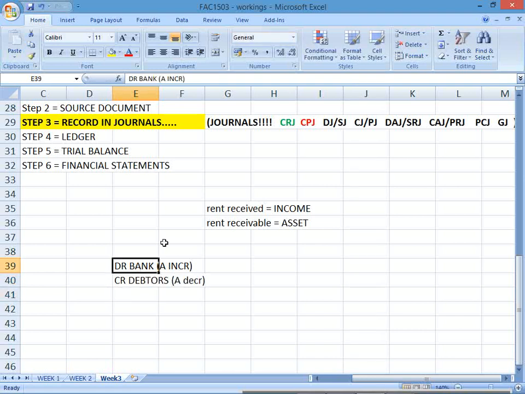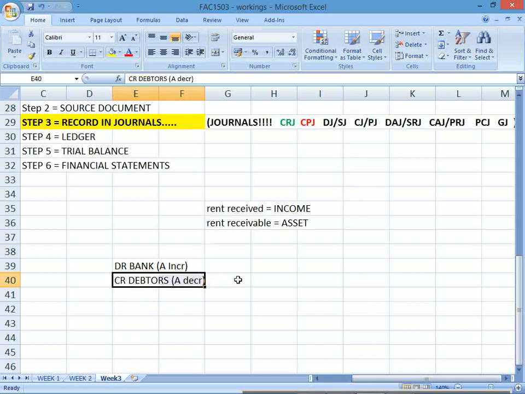Okay, is everybody comfortable with that in terms of the basics? Right, so when a customer comes to you 2-3 weeks, a month later, and they pay you, what are you going to do? You're going to increase your bank account because you're getting cash now, and you're decreasing the debtor because they don't owe you anymore. Does it make sense? Okay.